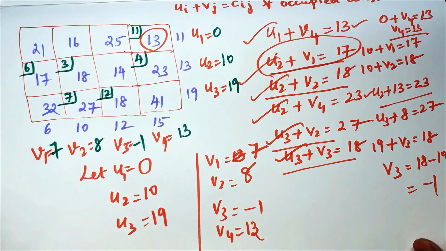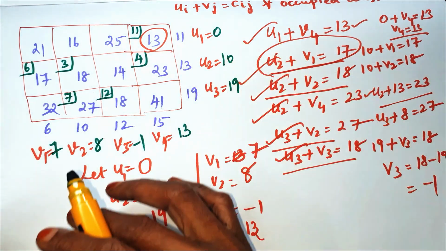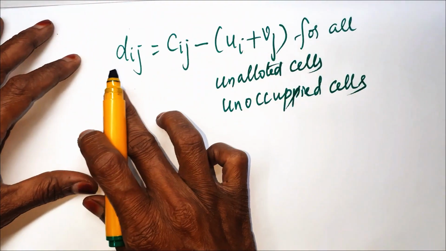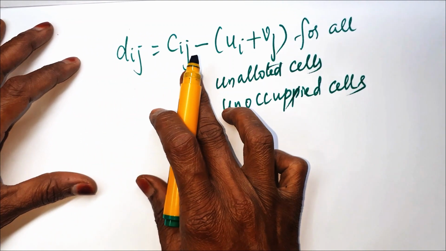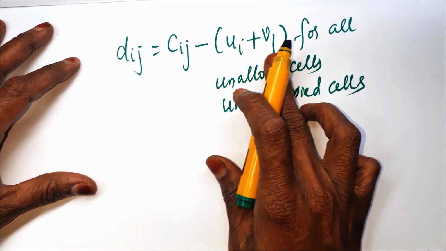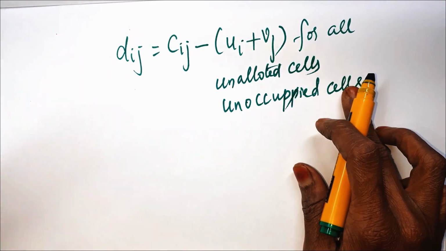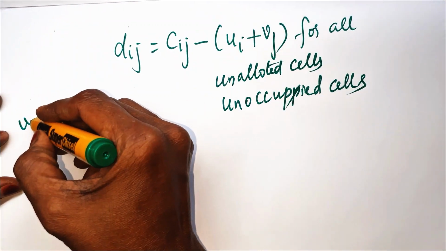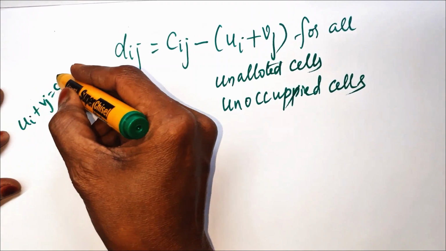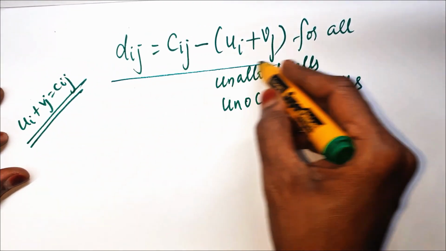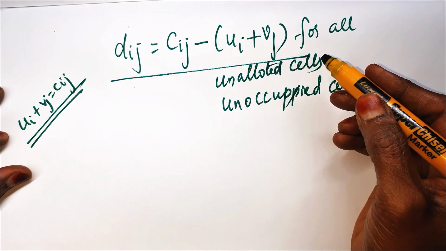So I have taken down all the values in the table. Next step is we are going to calculate one value. We are going to find a value dij which is equal to cij minus (ui plus vj) for all unoccupied cells. The equation ui plus vj equal to cij is for all occupied cells. This equation we are going to use to find the unoccupied cells.